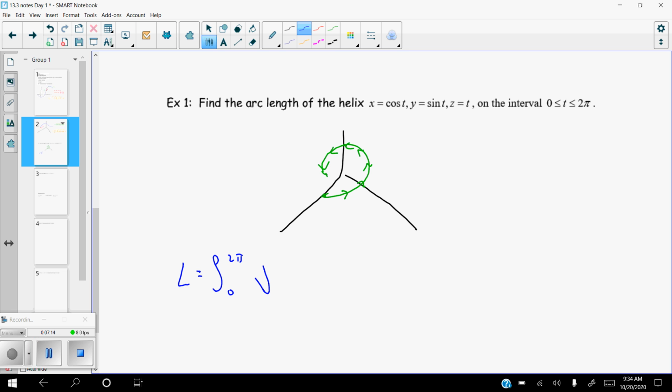It's going to be the square root of the derivative of x with respect to t, which is negative sine t, so negative sine t squared. The derivative of y with respect to t is cosine t squared. The derivative of z with respect to t is 1. So 1 squared dt.